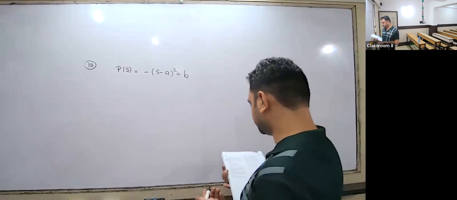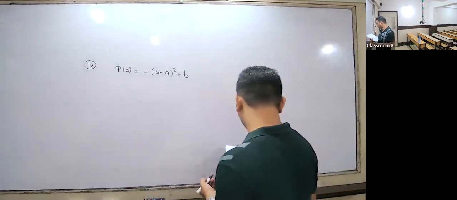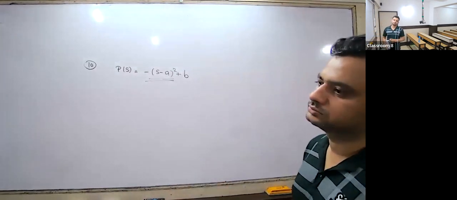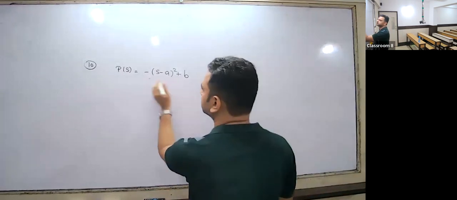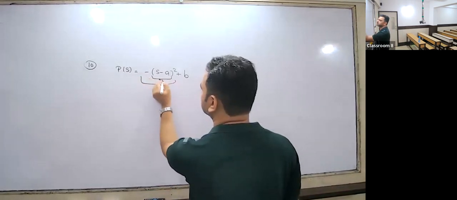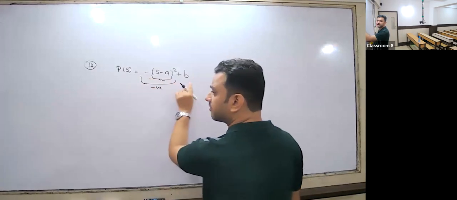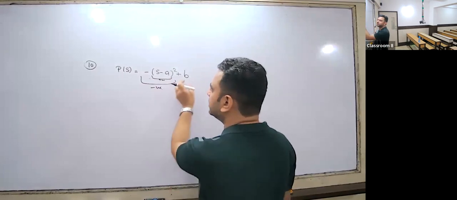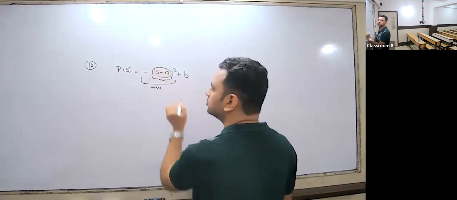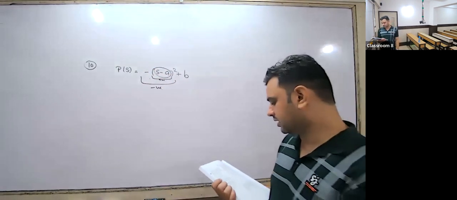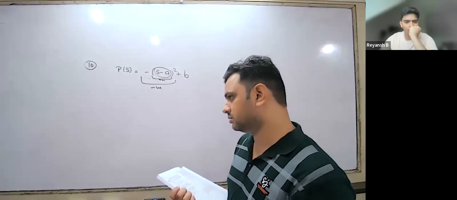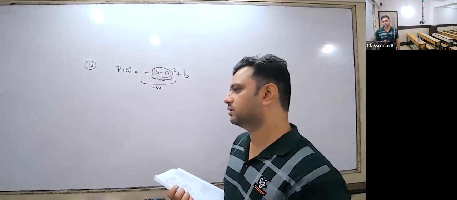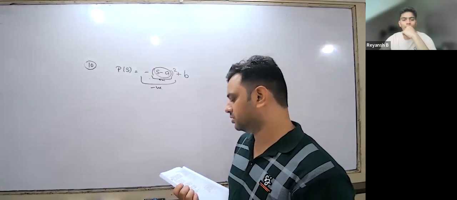I think same as question 9 and 10. So we want maximum. So when will it be maximum? Because this value is positive, but this complete value is negative, so it will always give a value less than B. So what is the maximum value? B, at x equals A. So which option is correct? C? I'm not sure.